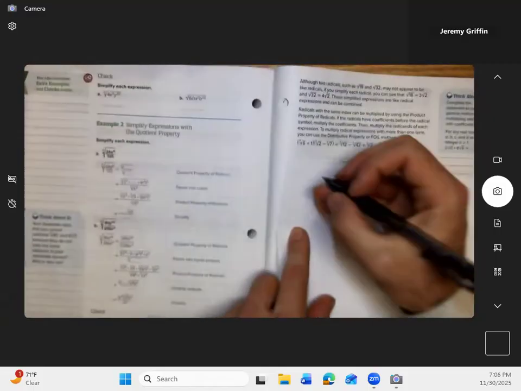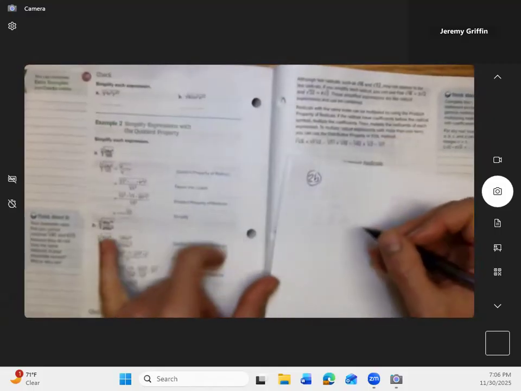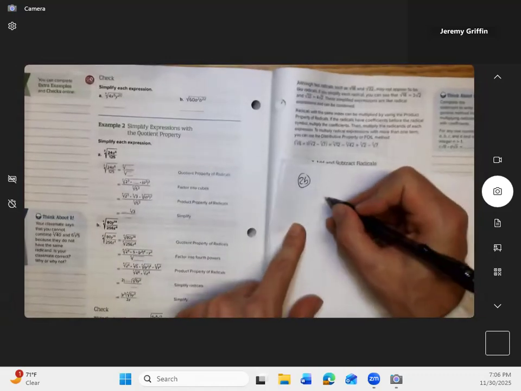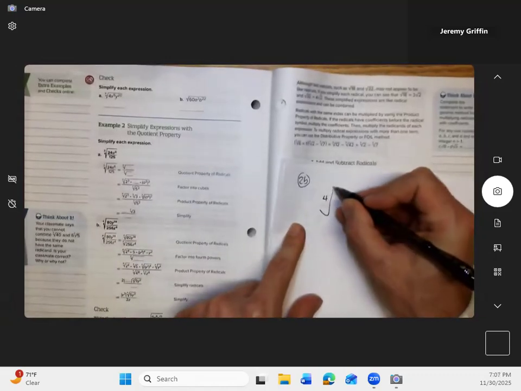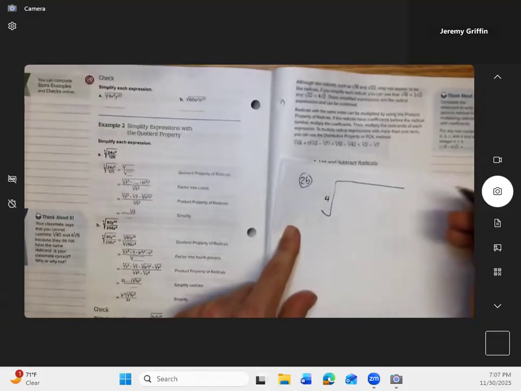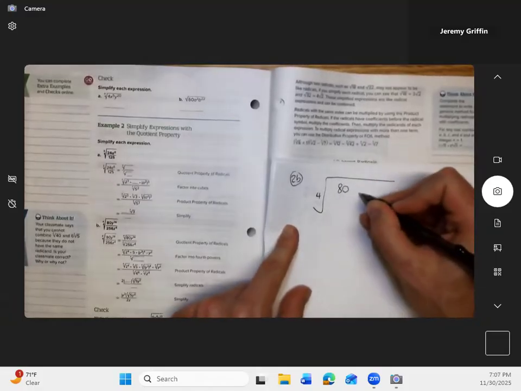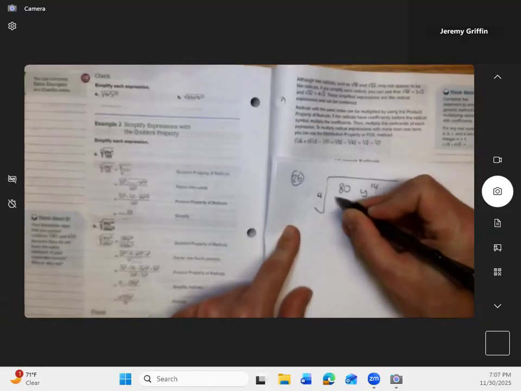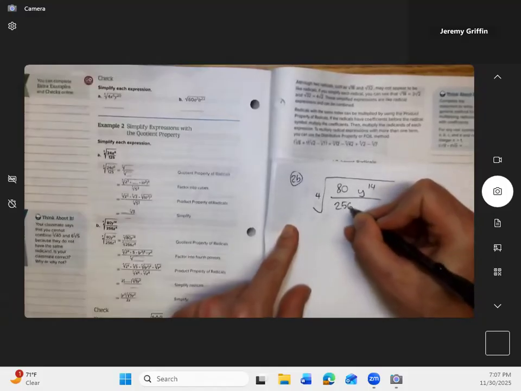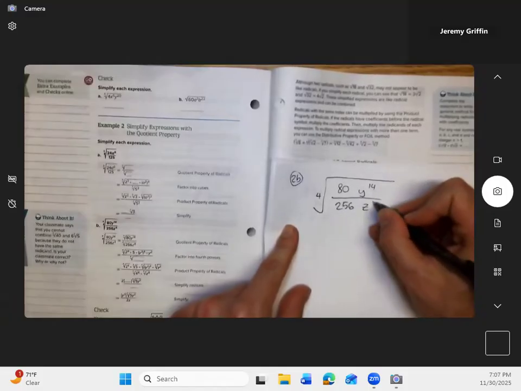All right. How about part B? It's 2B. Hey, now we got a fourth root. Ooh, a fourth root. Well, maybe I'm just looking for groups of four of something. Let's see, we got an 80. We got a y to the 14. 256 and z to the 4.